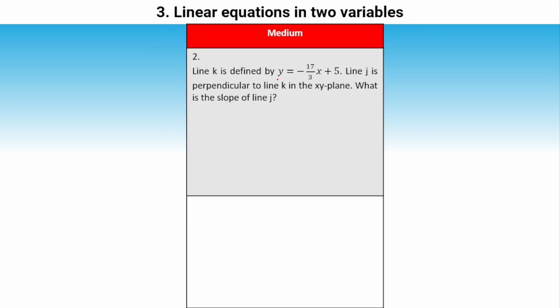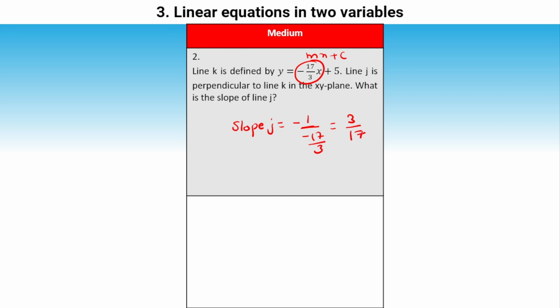Line k is defined by this equation. Line j is perpendicular to line k. In the xy-plane, what is the slope of line j? So the slope of line j, since they are perpendicular, will be the negative reciprocal of the slope of line k, right? Negative reciprocal. What is the slope of line k? If you compare this with mx plus c, m will be minus 17 over 3, and the answer will be 3 over 17.